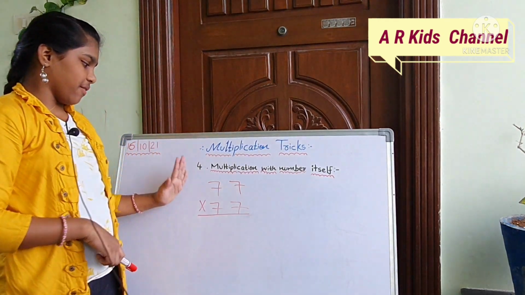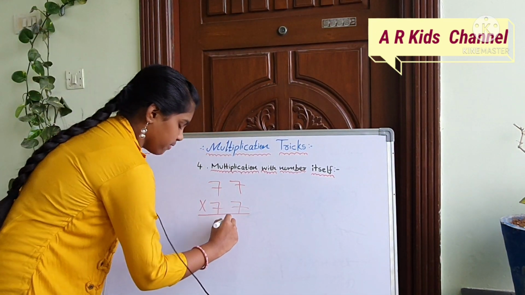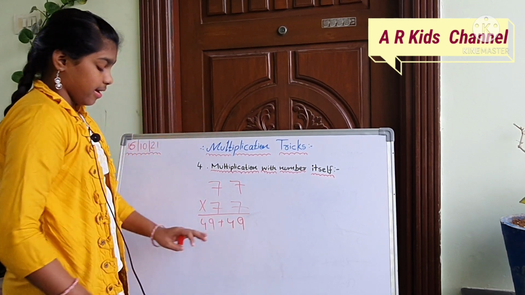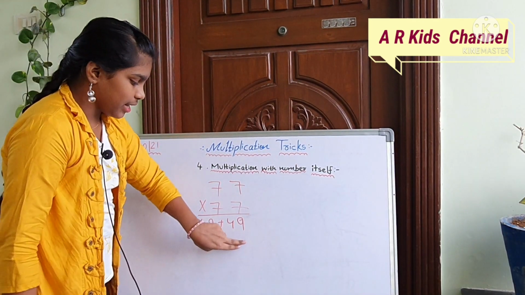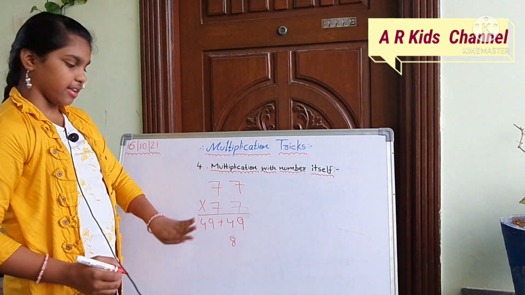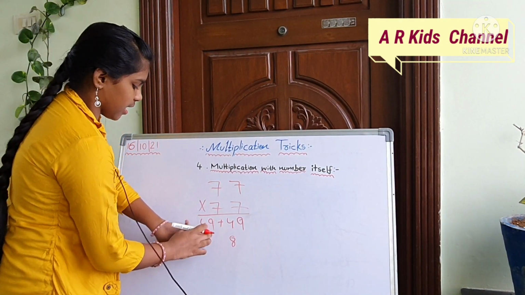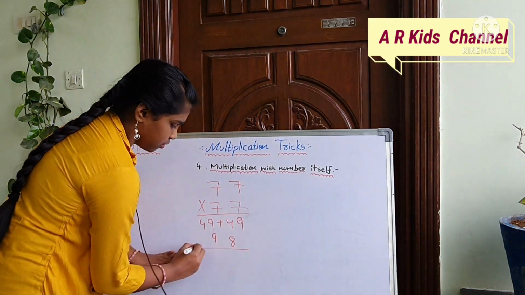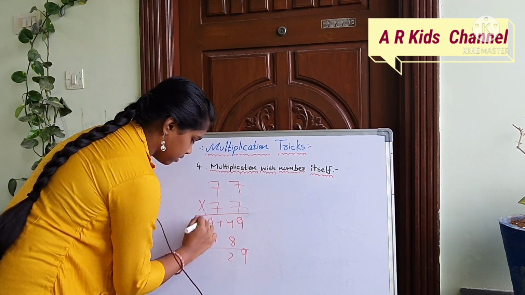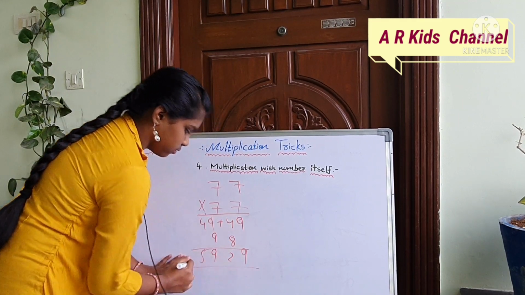Let's see another example, 77 into 77. 7 sevens 49, 7 sevens 49. And here our sum is 98. So you need to leave the one's place and then write the numbers. Here under the place there is nothing, so we'll add the 9 here. So our answer will be 5929.